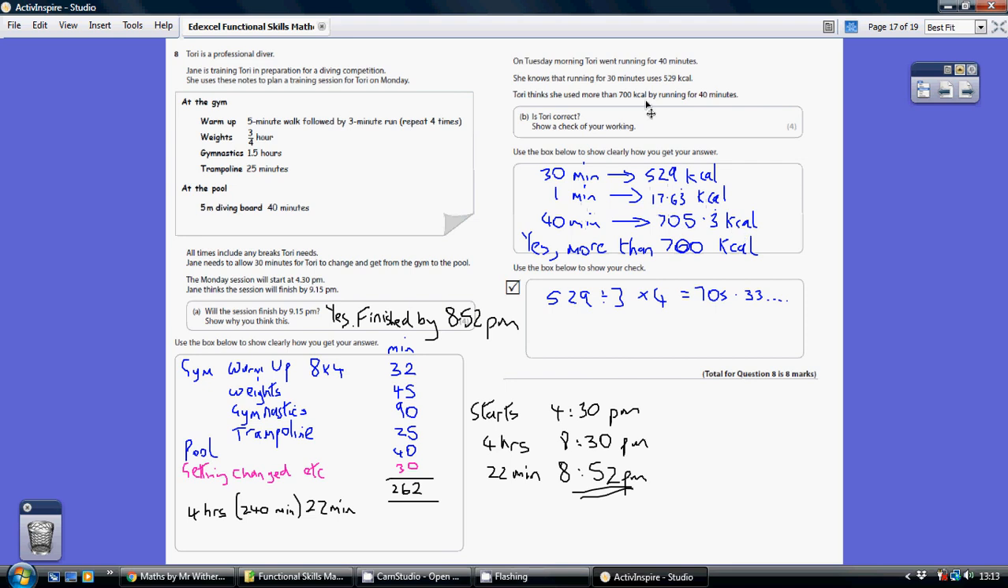So yes, that indeed is more than 700 calories. Tori was right. And for my check, I've looked at it another way. I've taken my 529 kilocalories, divided by 3 to get back to 10 minutes, then multiplied by 4 for my 40 minutes, and I still got my 705.33.